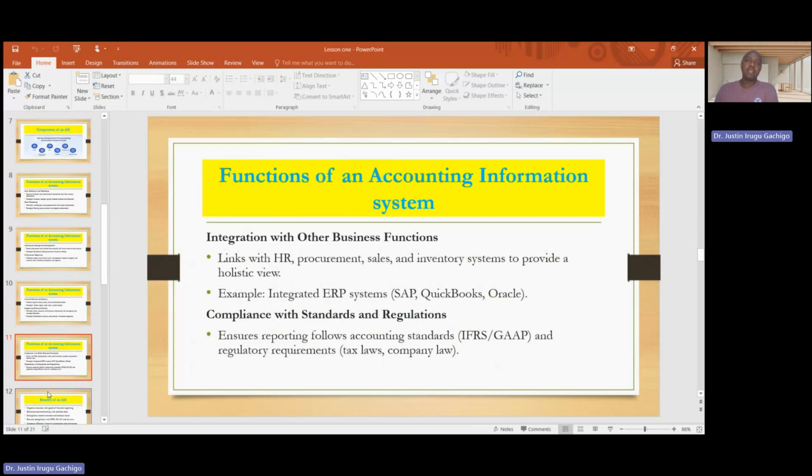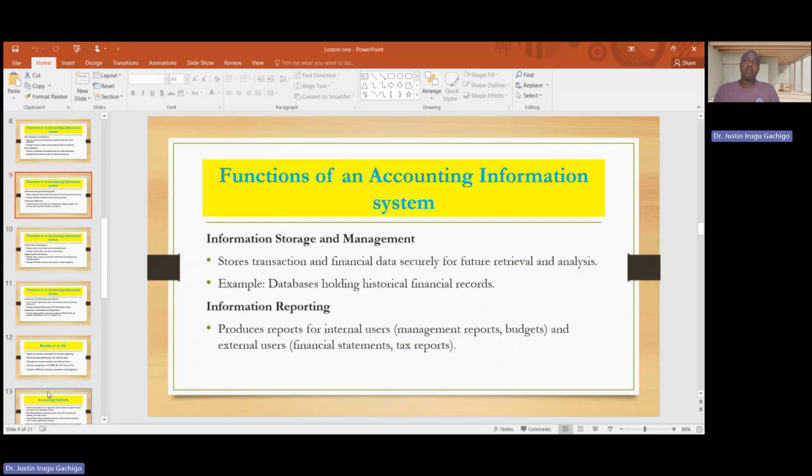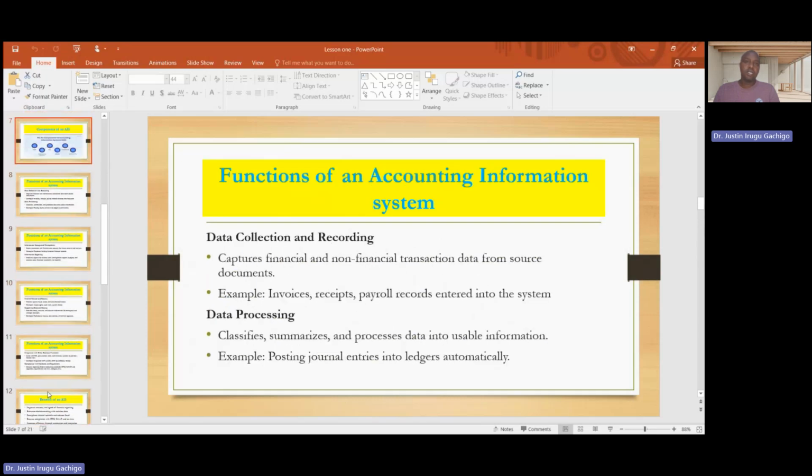Then we have integration with other business functions. This links with HR, procurement, sales, and inventory systems to provide a holistic view. Example, we have an integrated ERP system. Then we have compliance with standards and regulation. This ensures reporting follows accounting standards. Yeah, so those are the major functions of an accounting information system.